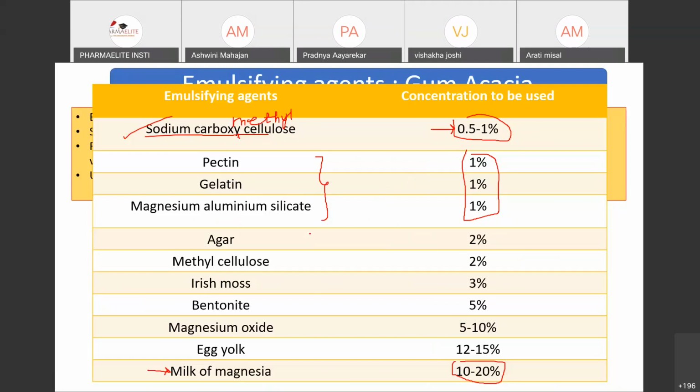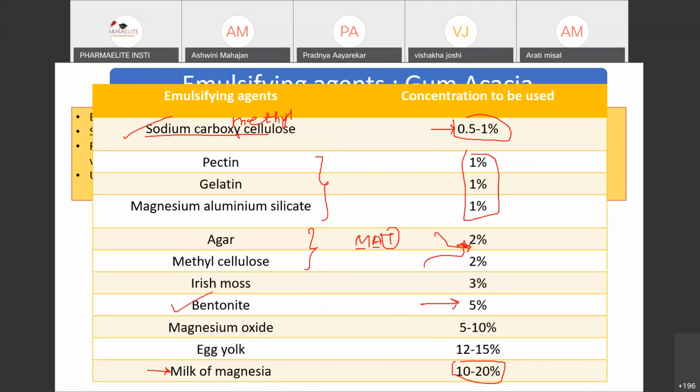When it comes to agar and methyl cellulose, remember MAT. M stands for methyl cellulose, A stands for agar, T stands for 2. They both are used at 2% only, let it be methyl cellulose or let it be agar. The next is your bentonite, which is used at 5%.